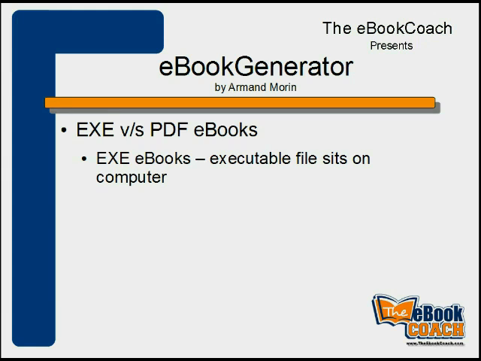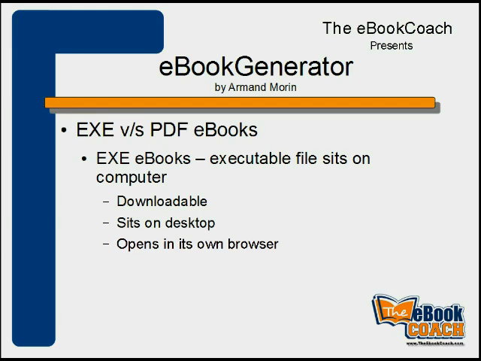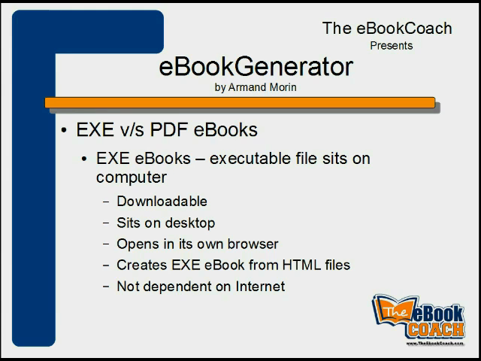A person would go to a website, they would download it, just like you would download a software from a website. They would have it sit on their desktop, they would double-click it, and it would basically open up in its own browser, okay, just like a website would, because that is really what we're doing. And so an EXE ebook is primarily just an HTML compiler. What it does is it takes a set of HTML pages and creates its own wrapper for it, so it sits on the desktop so we don't have to depend upon it being on the Internet.